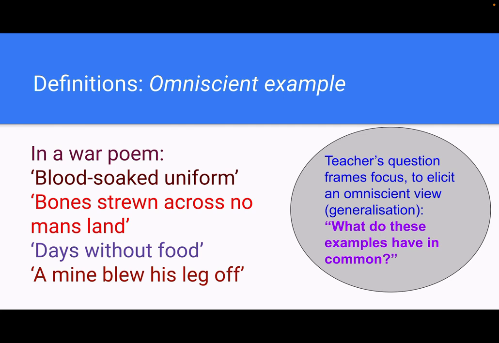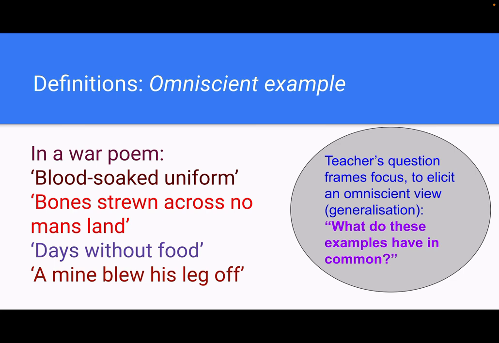So here's an example. I teach literature, among other things, so here's an example from literature. Imagine you're reading a war poem and the teacher puts these examples on the board. Look at these examples from the poem. A blood-soaked uniform, bones strewn across no man's land, days without food, a mine blew his leg off. Terrible things, and not to make light of it. Now, for some students, that might be enough examples. For some, it might not.